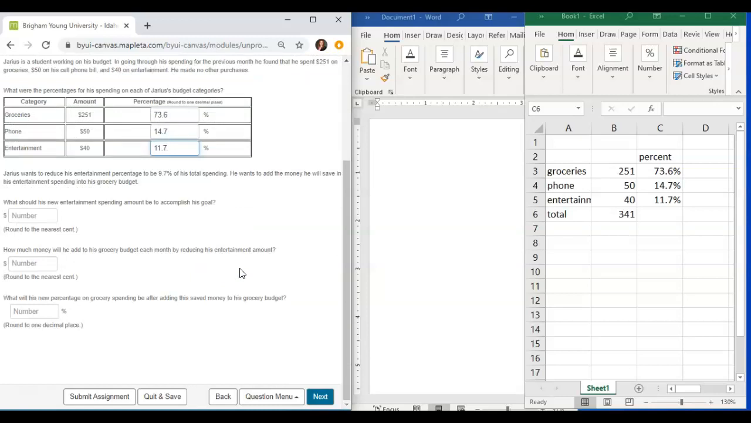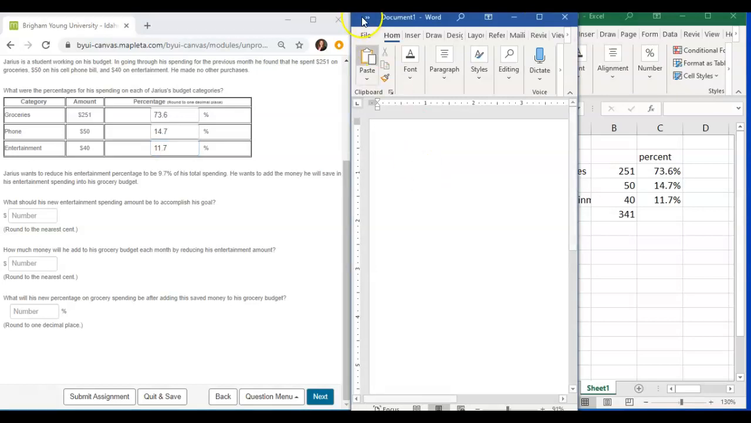Okay, let's move to the next one. Jerry wants to reduce his entertainment percent to be 9.7% of his total spending. He wants to add the money he will save in his entertainment spending to his grocery budget. What should his new entertainment spending be to accomplish his goal? So we want to find what 9.7% of his total spending will equal.